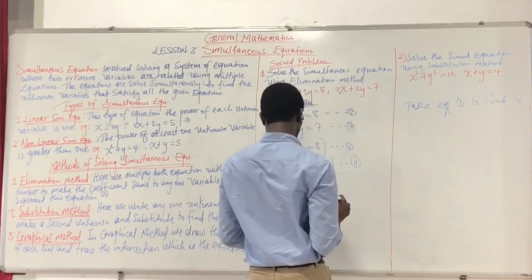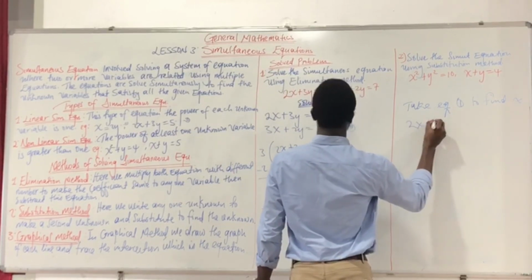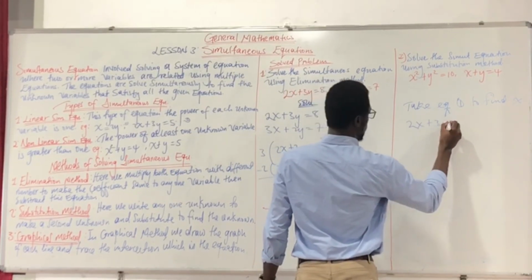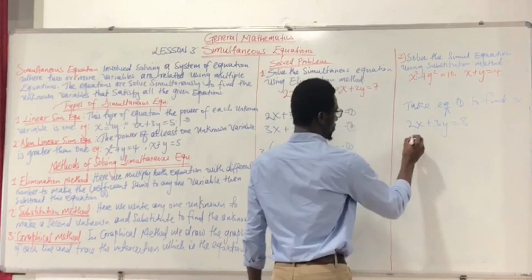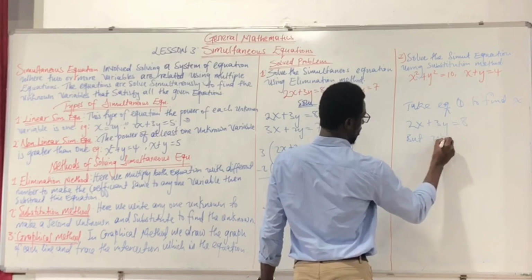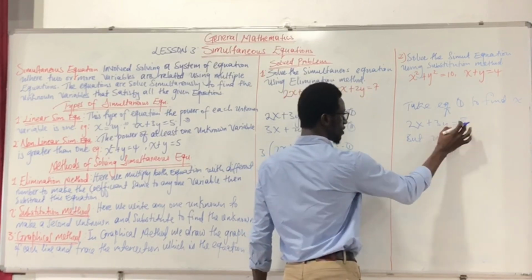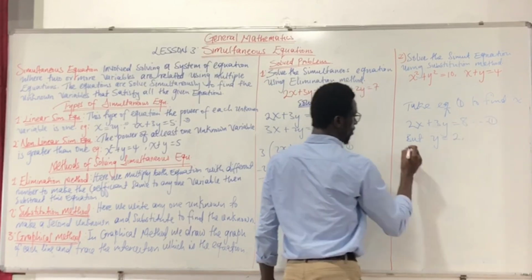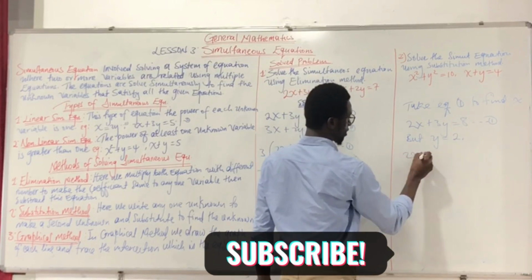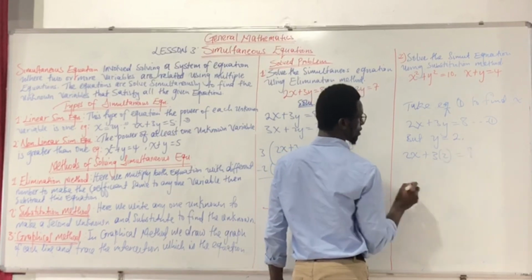So from equation 1 here says 2x plus 3y equals 8. But our y here is equal to 2. So we substitute y in this equation 1. So now we say 2x plus 3 into 2 equals 8.